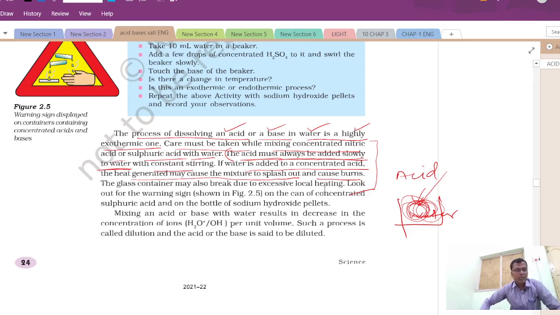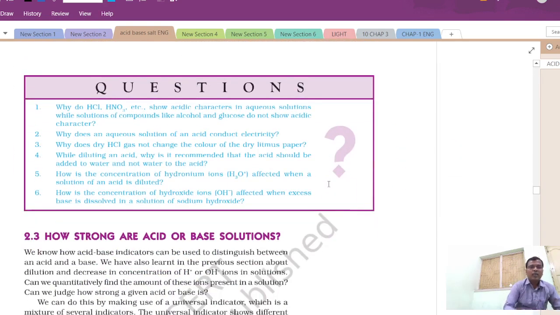Okay, now you can see some questions. Why do HCl, HNO3 show acidic character in aqueous solution, while alcohol and glucose do not? Your answer will be simple: in an aqueous solution HCl gives H+ ion, and this H+ ion is responsible for the acidic property. But when the compound is dissolved in alcohol or glucose, H+ ion is not liberated, so it cannot behave like an acid.